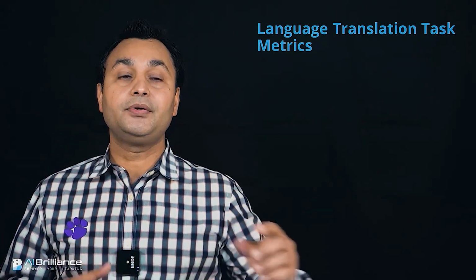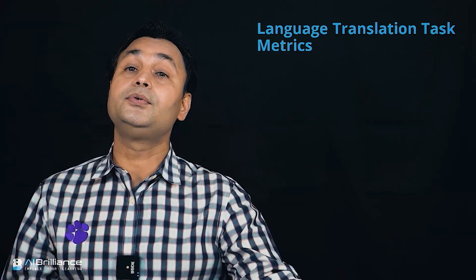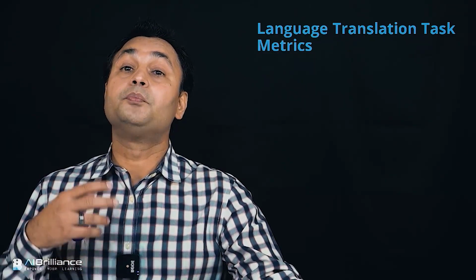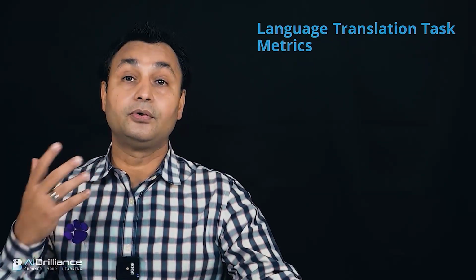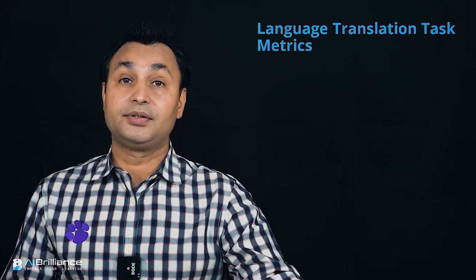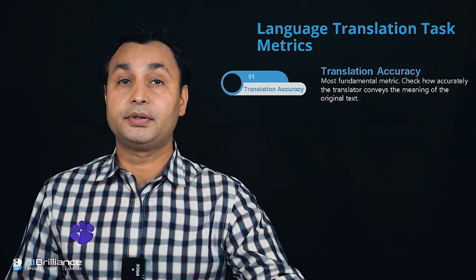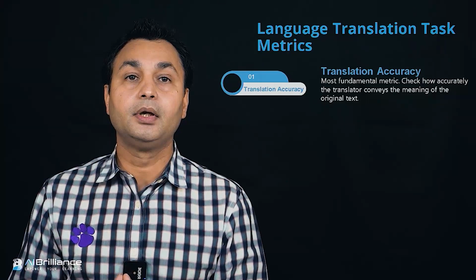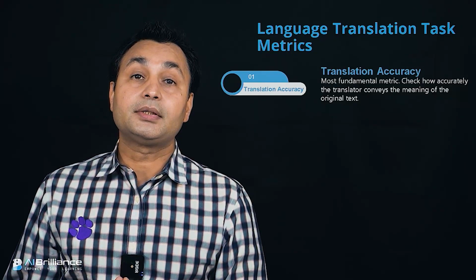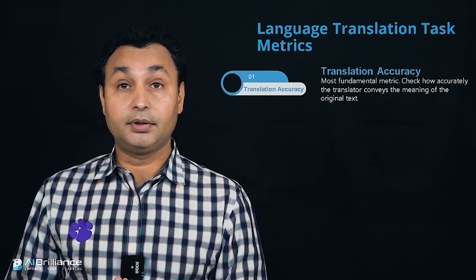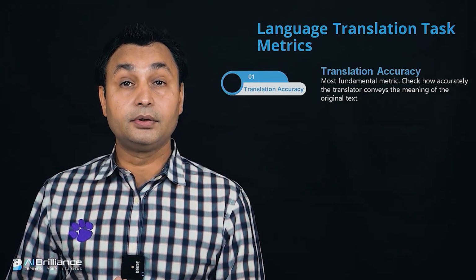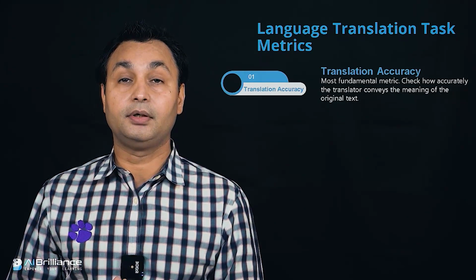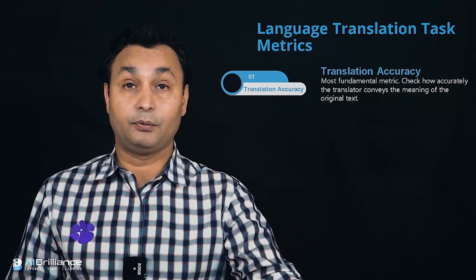Now, I'm going to provide you here a list of metrics that you can use to gauge the utility of any language translator or to compare two different language translators like Google Translator and ChatGPT. First thing you should be seeing is the translation accuracy, and this should be the most fundamental metric. You need to check whether the translator conveys the meaning of the original text or not, right? If a translator is good, then it should be able to convey the meaning of the original native content when it's translating it to a different language.